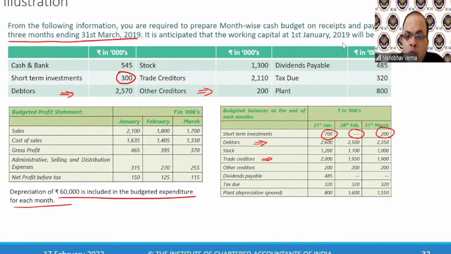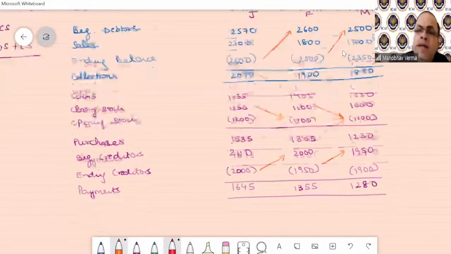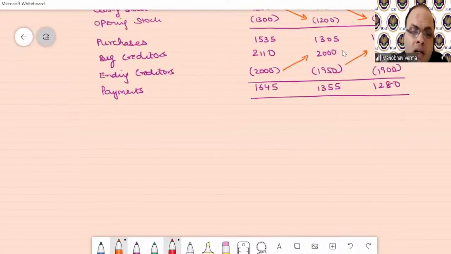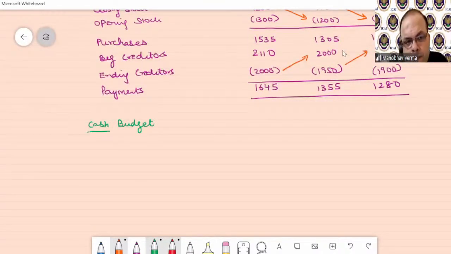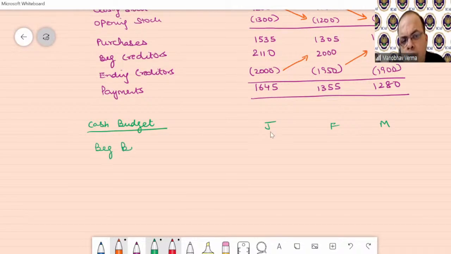And of course, what we'll do is we'll probably prepare a cash budget, and we'll see how those workings can be done simultaneously. So we're looking at a cash budget now quickly. So we have again Jan, Feb, and March. So do we have opening balances? Yes, we have, of course. So we have a 545.